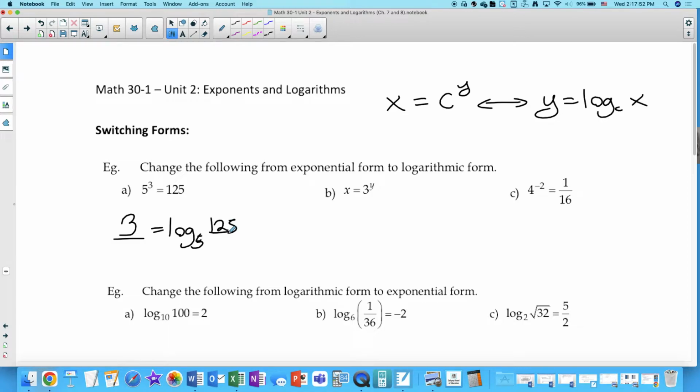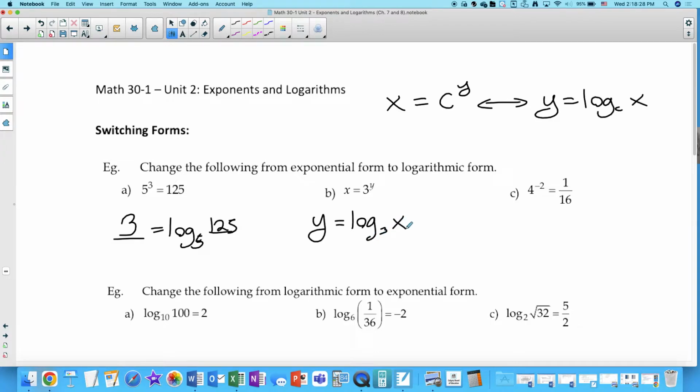Okay, now this actually makes sense because remember when you're looking at a logarithm and trying to figure out its value, you were asking 5 raised to what exponent equals 125? 5 to the power what is 125? 3. 5 cubed is 125, and that's the value of the logarithm. Okay, here, we would have the isolated part is the exponent, y equals log base 3 of x.